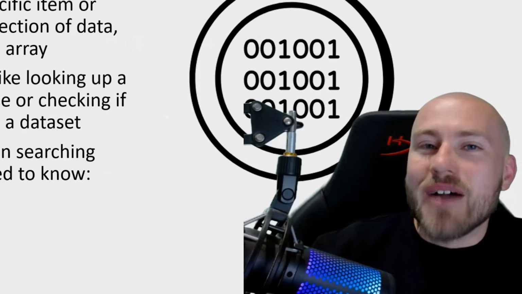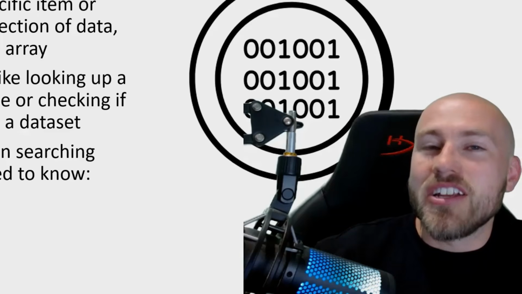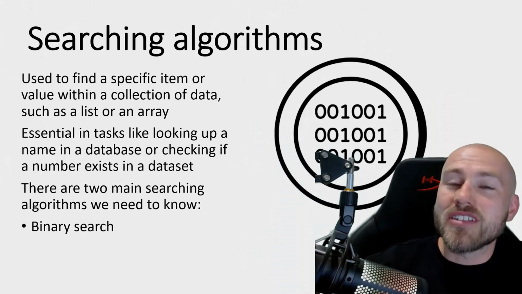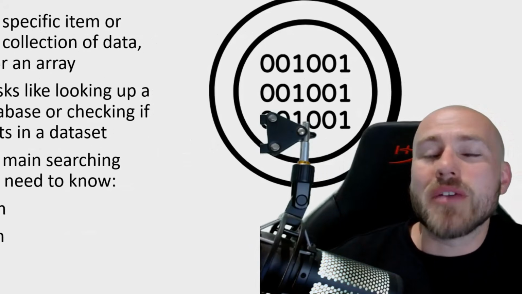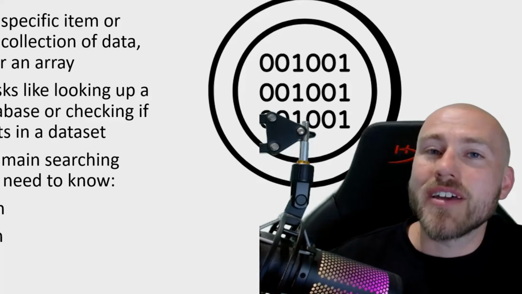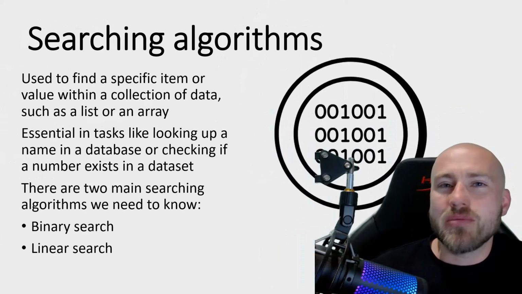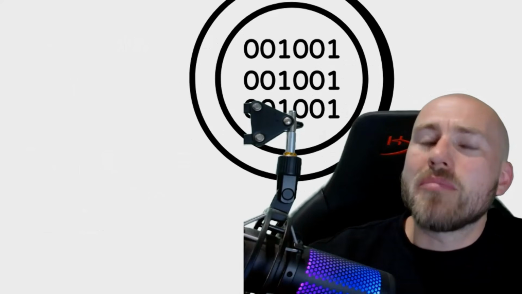Now for your exam, you're going to need to know 2 main searching algorithms, which are the binary search and the linear search. For the binary search, we have to be able to perform it and show the steps of it, whereas for the linear search, we more just need to be able to talk about and explain how the steps would work. So let's start with the binary search.